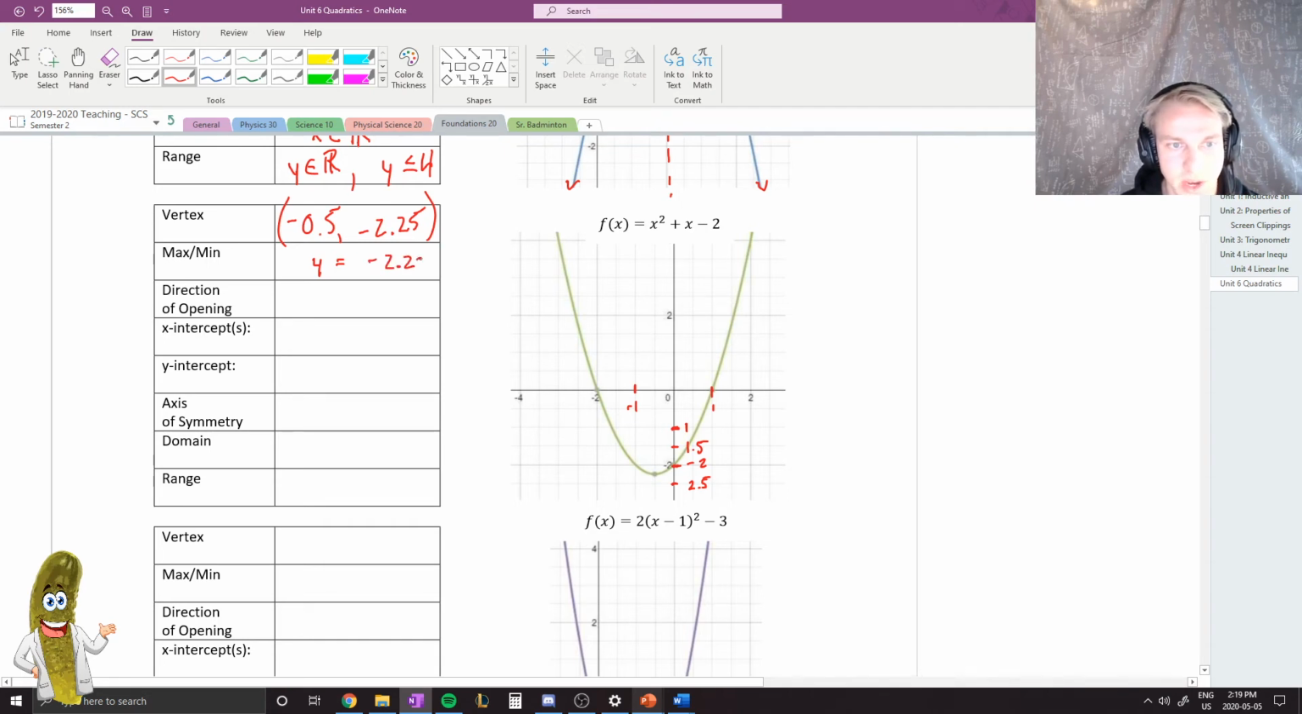Awesome. Yeah, so as you've kind of noticed, you can borrow the vertex for the max or min. Whatever the y value is, that will be the maximum or the minimum. Direction of opening, that's too easy. I'm going to put up. Sorry, Boston. I'm not giving that one to you. X-intercepts, Boston. How many do we have and what are they?